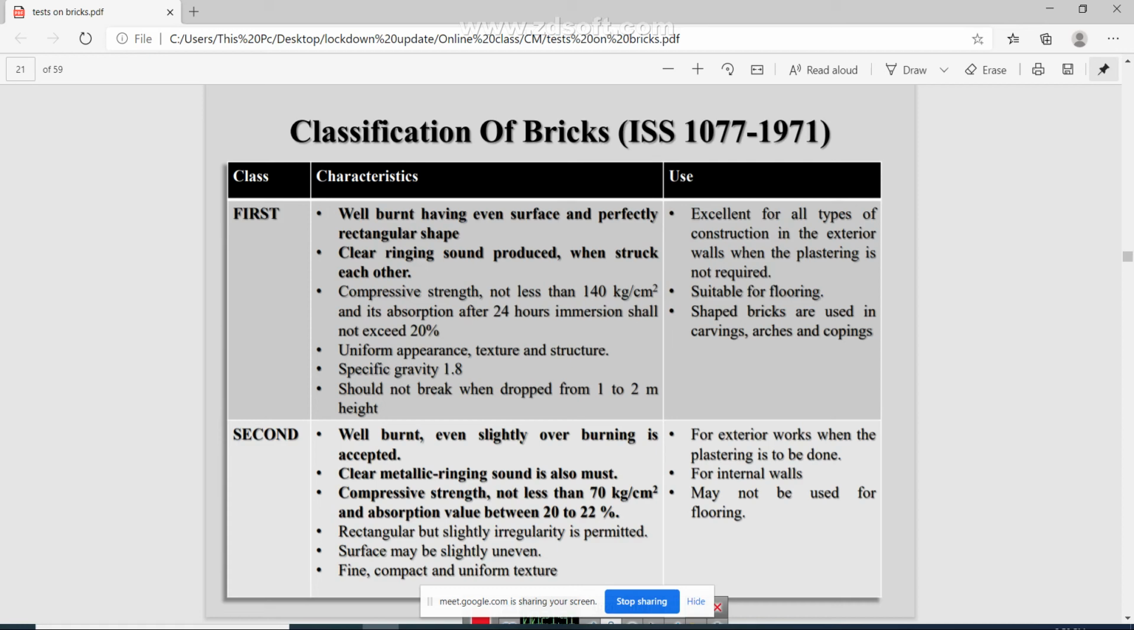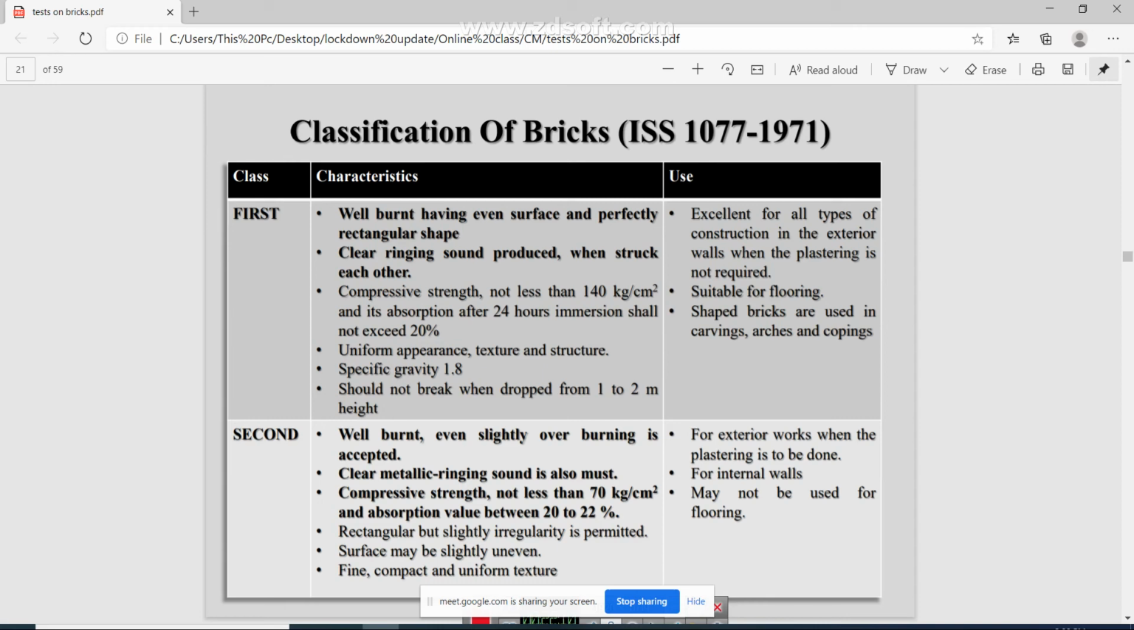So these are the important characteristics of first class brick. If your brick is obeying all these characteristics, you call it a class 1 or first class brick. And what about the use of first class brick? Excellent for all types of construction in the exterior walls, and plastering is not required. When we go for plastering, the appearance is such a way that even without plastering, it is very much appealing. Aesthetically, it is appealing. So we don't need to go for plastering.